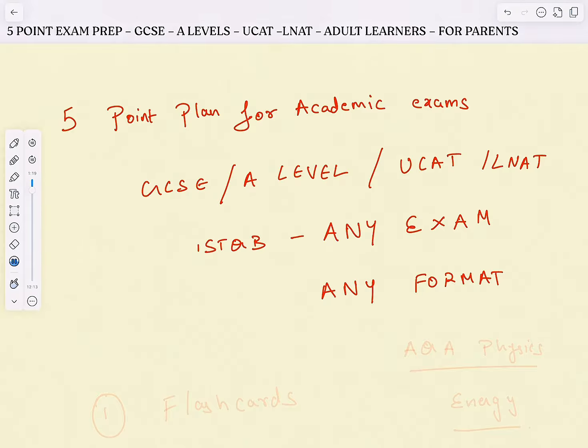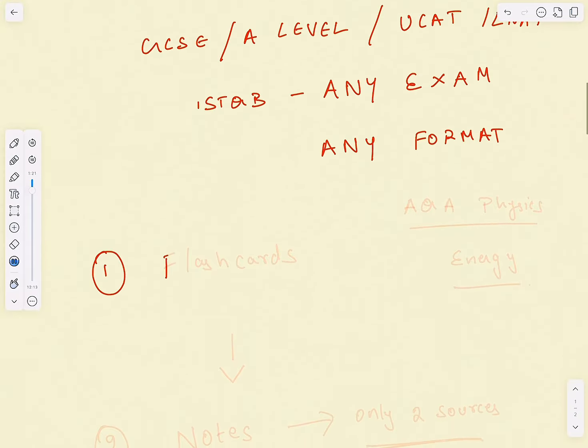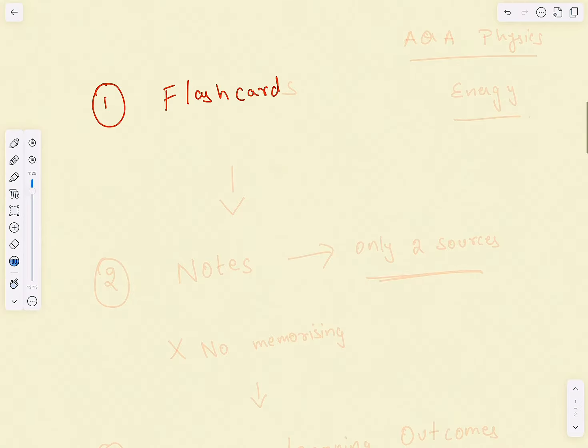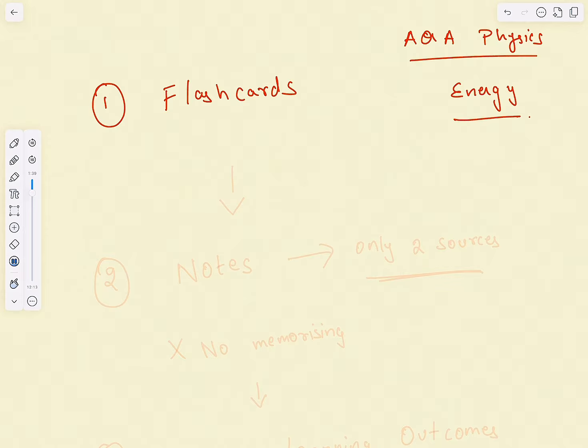The first step of this 5-point plan is flashcards. For today's video purposes, I'm going to take the AQA physics energy topic whenever I'm referring to something. This is both for combined science and triple science students, just to give an example of what I'm talking about. So step 1 is flashcards or definitions.